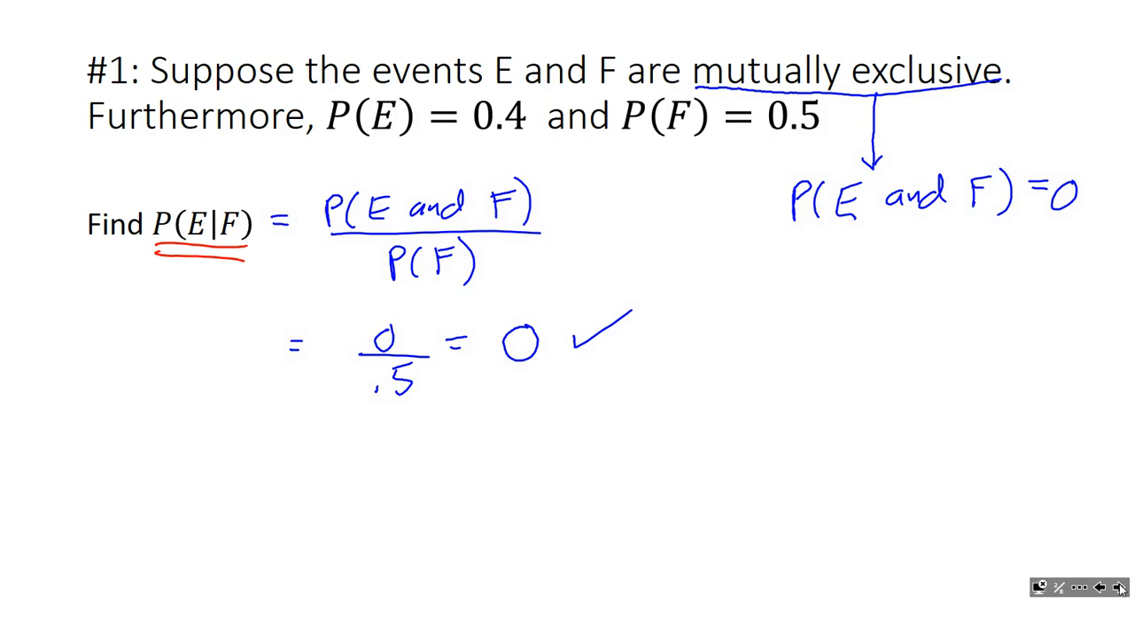Well, look, if these are mutually exclusive events, then they can't both occur at the same time. So if we're told F occurred, then could E occur? No, of course not. So it makes perfectly good sense that this answer would turn out to be 0.